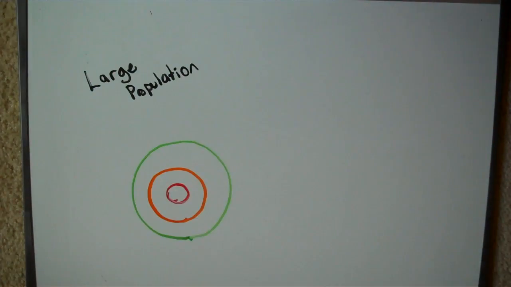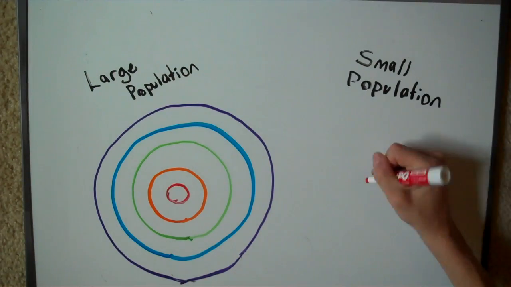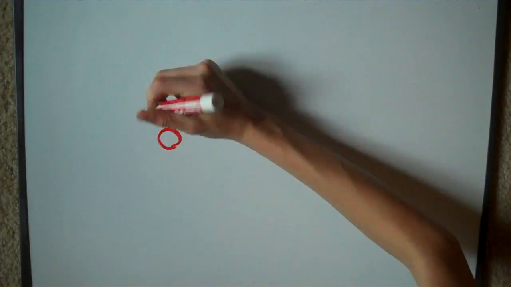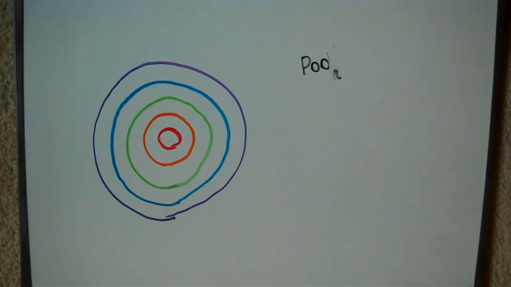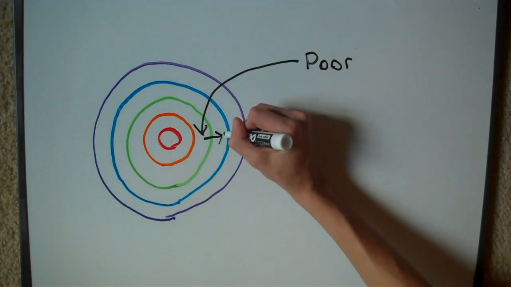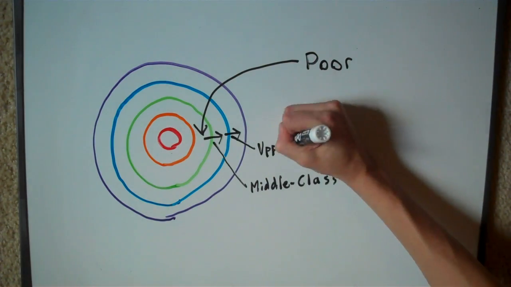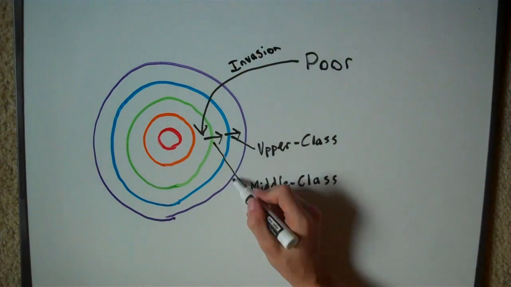The size of each model will vary based on how large the population is. The size of each ring may also vary due to invasion and succession. When poor people move in, richer people move away from them, thus expanding each ring.